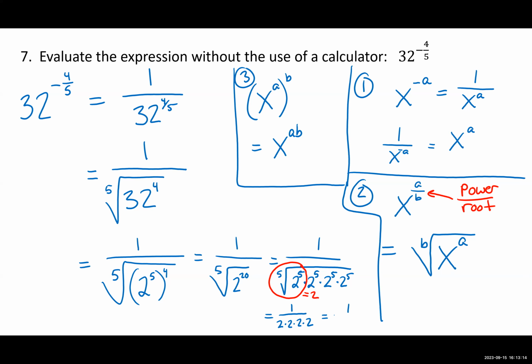So our final answer. There's a lot going into this, there's 3 or 4 different properties of exponents, but our final answer will be 1/16.